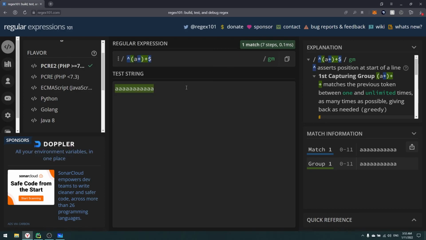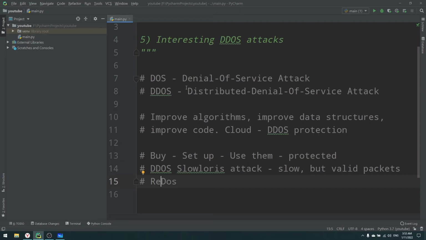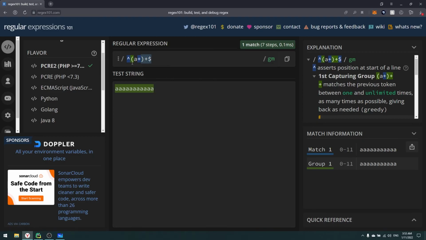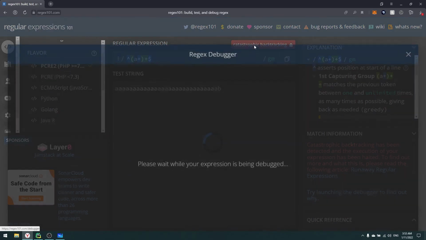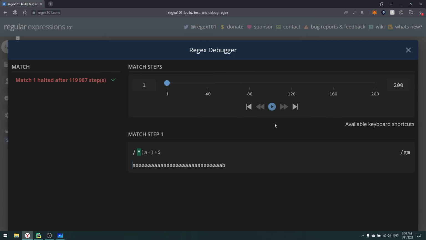The problem is that whenever we work with regexes, we need to understand that if I put a very wrong, evil regex, I can cause a DoS attack. Why is that? Because that is an algorithm. It was executing for 7 steps, 0.1 milliseconds. And what I can do is put A here, and then for some reason put something like B here. As you can see, catastrophic backtracking. So what happened?